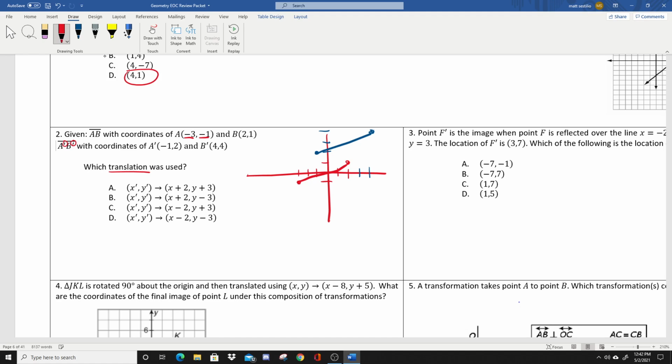So how do I get from this old one to this new one? Well, I go 1, 2, so positive 2 in the x direction. And I'm right here, then I gotta go up 1, 2, 3, positive 3 in the y. So x plus 2, y plus 3. That's your answer. And it does the same thing for B. I gotta go 1, 2 to the right, and then 1, 2, 3 in the y direction.